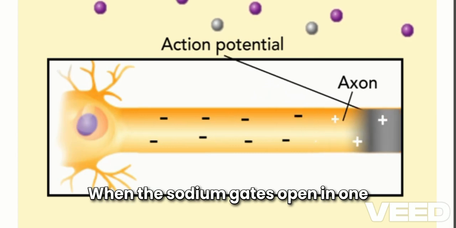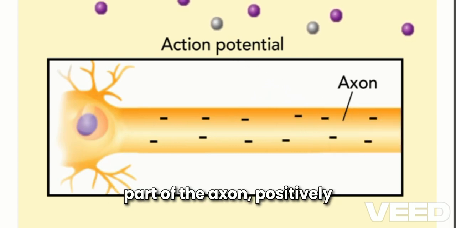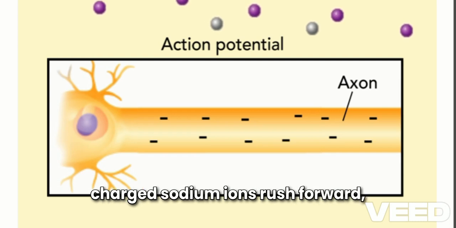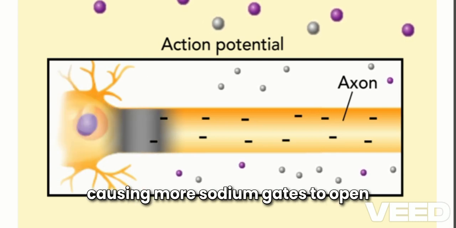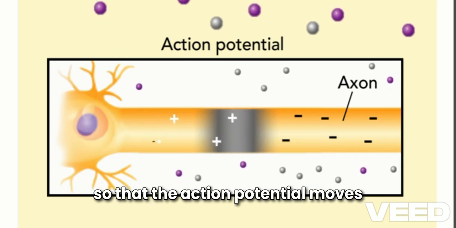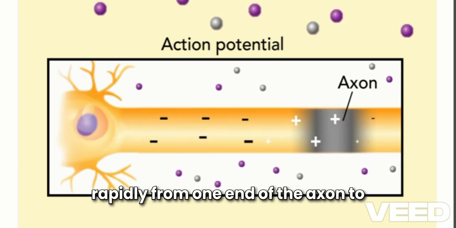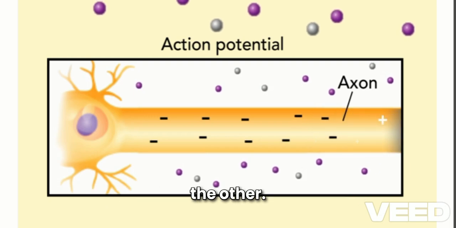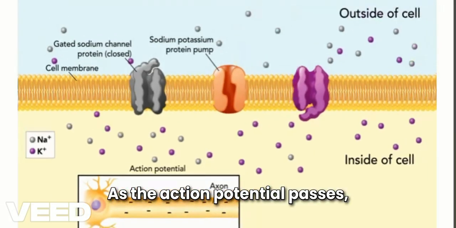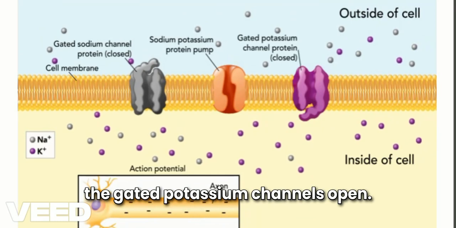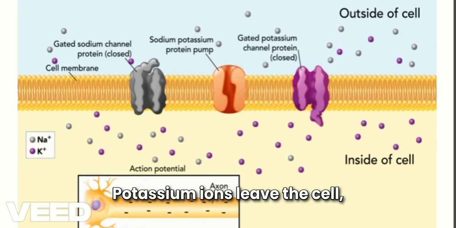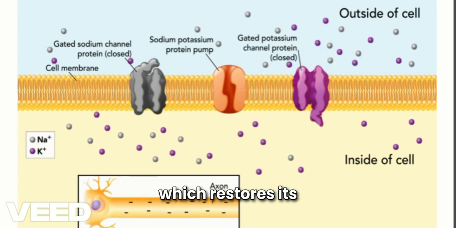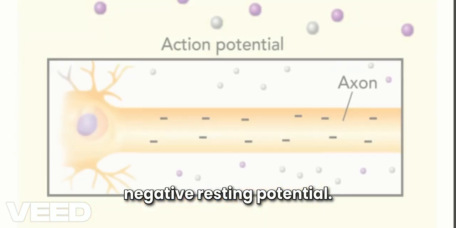When the sodium gates open in one part of the axon, positively charged sodium ions rush forward, causing more sodium gates to open so that the action potential moves rapidly from one end of the axon to the other. As the action potential passes, the gated potassium channels open. Potassium ions leave the cell, which restores its negative resting potential.